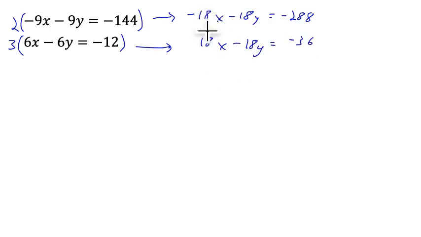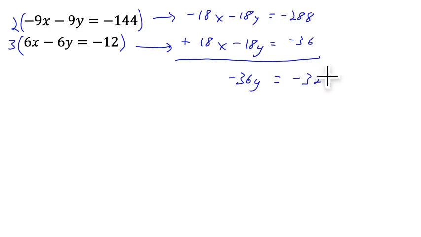All right, we notice that the x's are opposites. And also notice these y's are not opposites. So when we add these two equations together, these y's are not going to cancel out. All right, but these x's do cancel out because they're exact opposites. But this turns into negative 36y. And then when we add those, we get negative 324. Okay, dividing both sides by negative 36, we get y equals 9.